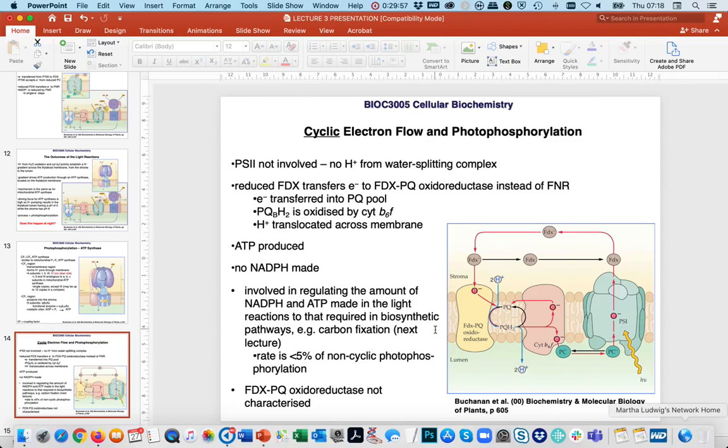The rate of cyclic electron flow is much less than the linear or non-cyclic photophosphorylation that we've talked about. It's less than 5%. But it's extremely important when there are changing light conditions that a plant has to deal with, or changing metabolism that the plant has to deal with. And also, just for interest, the ferredoxin-PQ oxidoreductase has not been characterized. We know it's there, but we really don't know all of its structure or how it works at the molecular level.